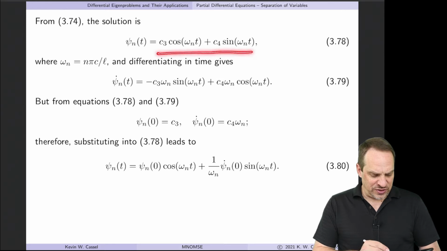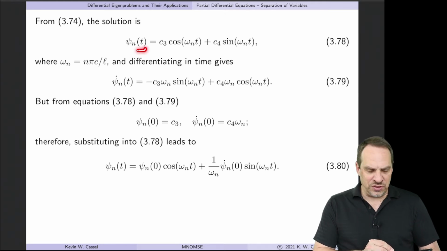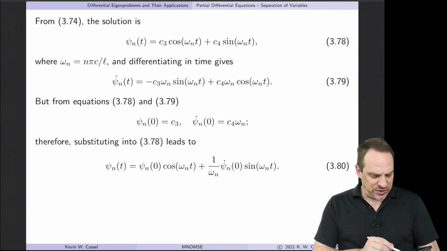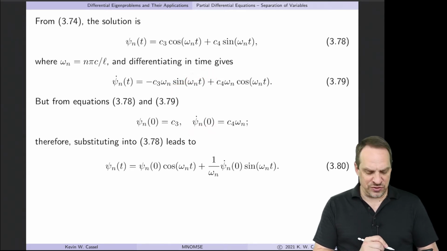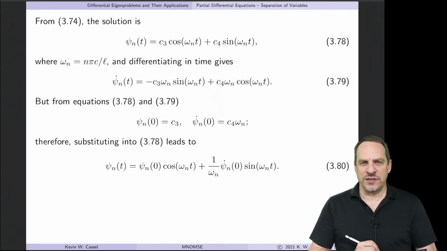If you just differentiate this, you have omega times sine omega t and omega times cosine omega t. If we put t equal to 0 into the first one, then psi at 0, well, sine of 0 is 0, cosine of 0 is 1, so psi of 0 is c3. If we put t equal to 0 in this expression, then psi dot at 0 is equal to, now this term goes away because sine of 0 is 0, and this term cosine is 1, so that's c4 omega n. So we can substitute these back in for c3 and c4.